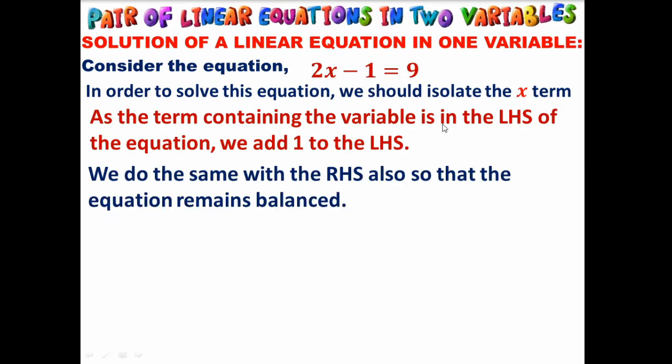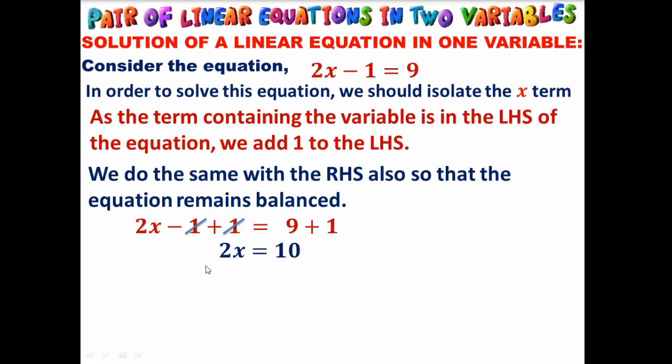But remember what I told you, this equation is similar to a scale. Its balance should not be disturbed. So if you perform any mathematical operation on the left hand side, you should do the same to the right hand side also, isn't it? So I am going to add plus 1 to the left hand side, and the same thing I should also do to the right hand side so that the equality is not disturbed, right? Now I can cancel 1 and minus 1 so that I get 2x equals 10.